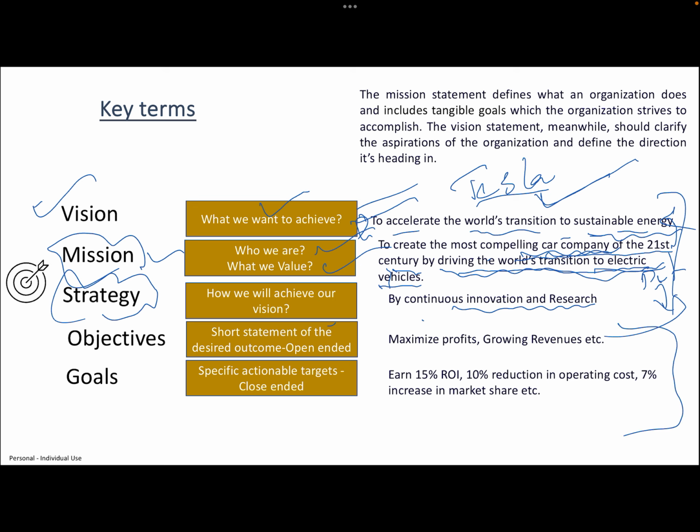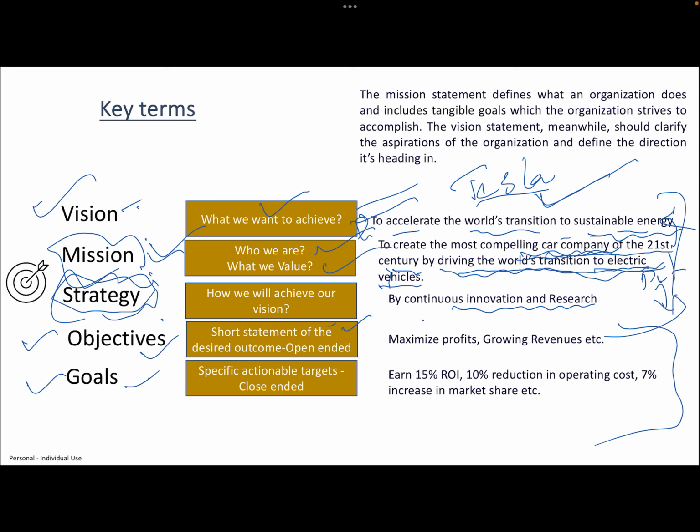Below are some general statements. It is nothing to do with Tesla. What are the objectives? We always say that objectives and goals are both the same, or is there any difference in this? Objectives are short statements. We will see every one of these points in detail. Strategy we already discussed, but vision, mission, objectives, and goals in the next section.